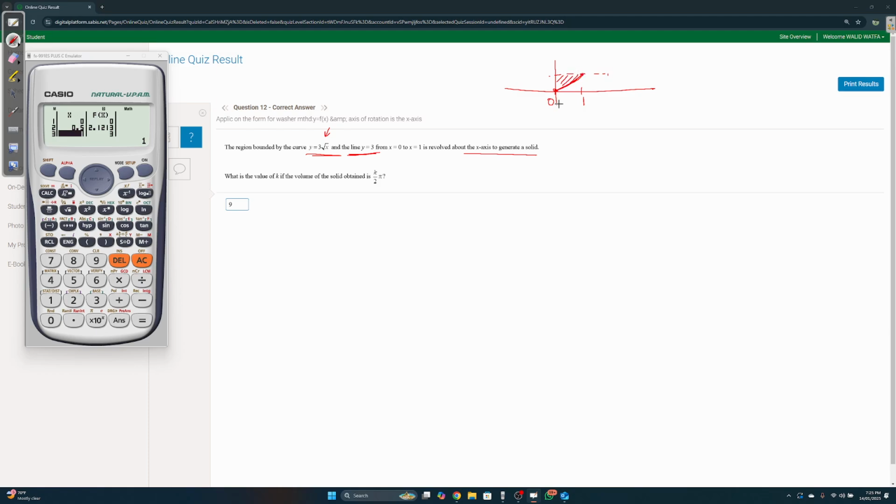Okay, so we want this shaded here. Or no, between the x-axis. It's revolved about the x-axis to generate... Yeah, so they want the volume of this, right? What's the volume? We need to see which one's big R, which one's small r.